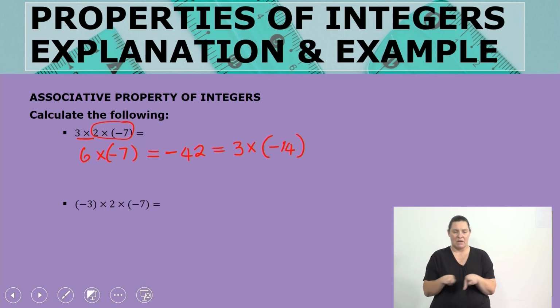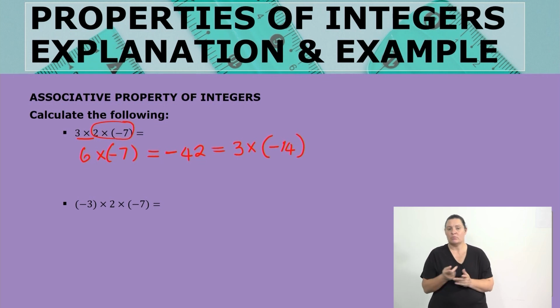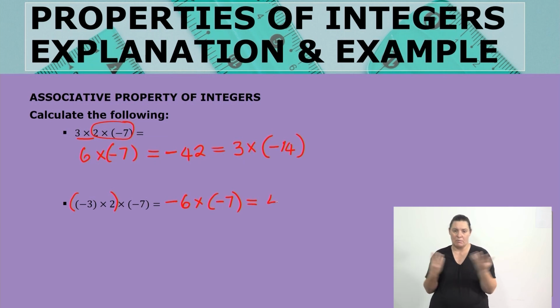The same for if we have more negative numbers, so we can say there, we can start with the negative 3 multiplied by the 2. So a negative 3 multiplied by 2 will give us a negative 6. And we are going to multiply that by negative 7. And a negative multiplied by a negative will give us a positive answer. And 6 times 7 is 42. So our answer will be a positive 42.